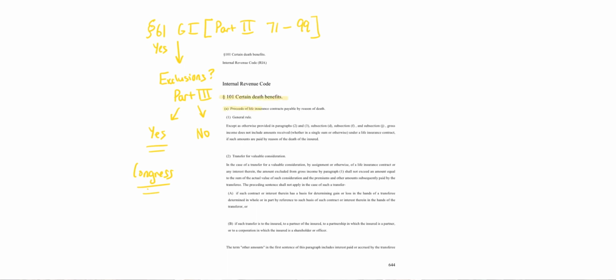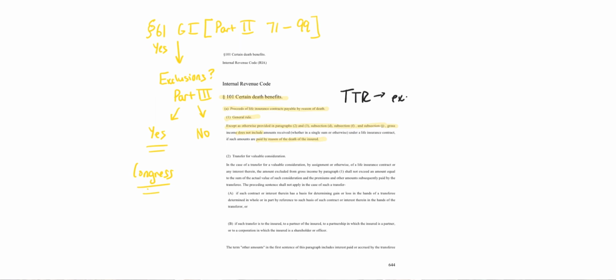A, proceeds of life insurance contracts payable by reason of death. A1, general rule. Except as otherwise provided in paragraphs 2 and 3, subsection D, subsection F, and subsection J. So all of those. Gross income does not include amounts received, whether in single sum or otherwise, under a life insurance contract if such amounts are paid by reason of death of the insured. So our tax treatment rule here is to exclude from gross income.